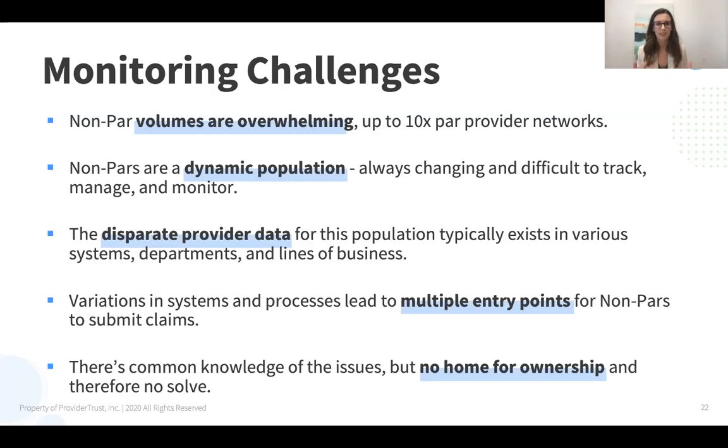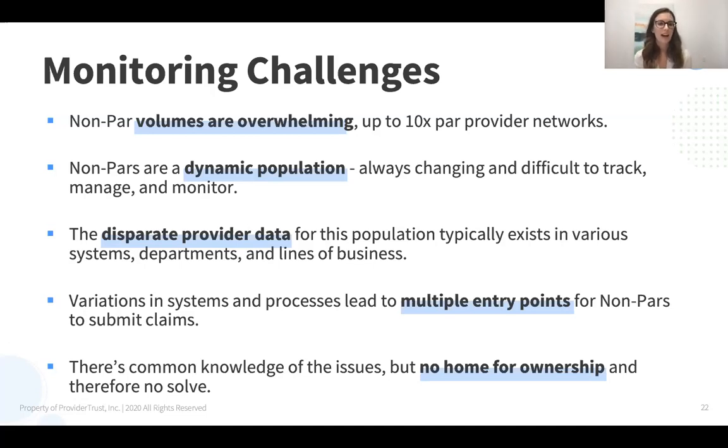So just getting your arms around that data provides a lot of challenges, as well as just corralling it from across your organization. And then we have also those multiple entry points that we talked about a little bit earlier. That is another thing to consider as you're collecting this.